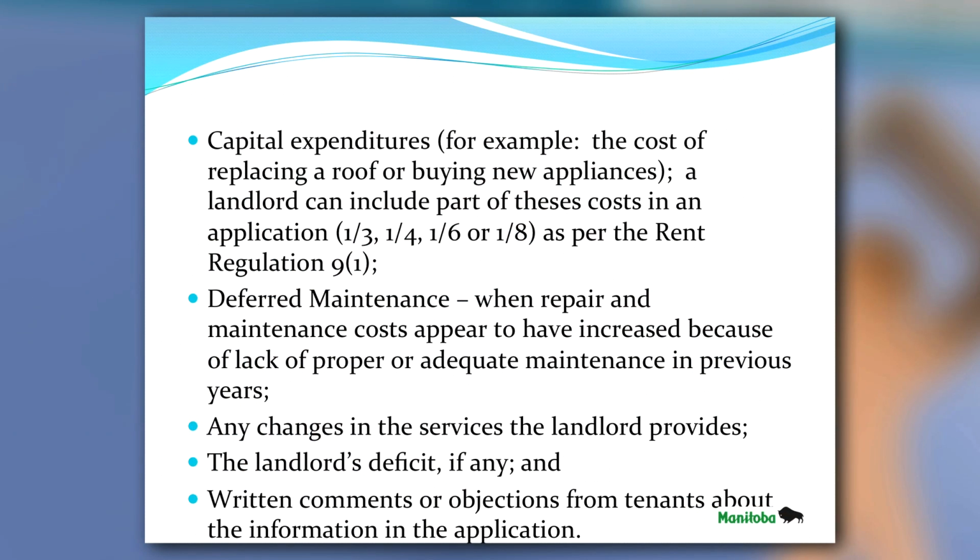It's the increase or decrease in operating expenses: your property tax, your utilities, general repair and maintenance, your insurance, your basic operating expenses. So it's the increase or decrease between 2 consecutive 12-month periods. The second component is the capital expenditures, and these are regulated amounts. They're in the legislation. So it is the allowable portion of capital expenditures, and it's 1/3, 1/4, 1/6, or 1/8, depending on what the item is, and it's again in Rent Regulation 9.1.